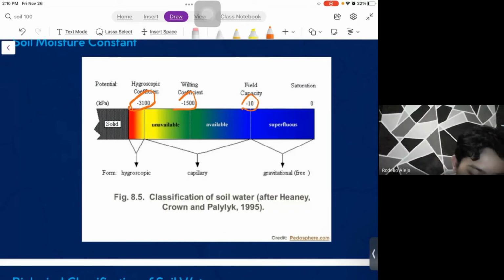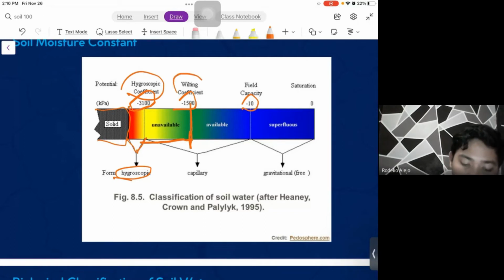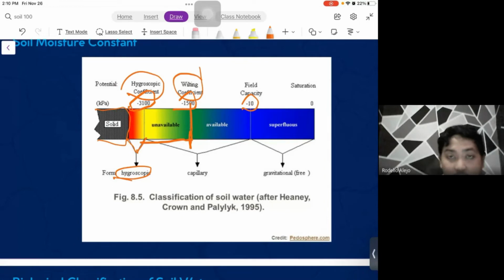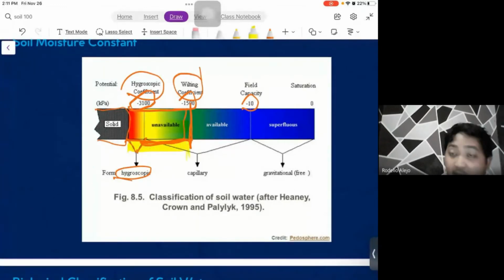So, ito yung solid, ito yung soil natin. So, yung nakadikit diyan na tubig is what we call the hygroscopic water. Okay? So, ito yung hygroscopic coefficient natin. So, pag mas madami ng tubig ng konti, hanggang dito, okay, ito yung tinatawag nating wilting coefficient. Ibig sabihin, pag dito na lang yung tubig ng lupa natin, mamamatay na yung halaman, hindi niya na kayang i-absorb. Pero pag mas madami uli ang tubig, so ito na yung available na tubig. Mare-reach niya na yung tinatawag nating field capacity.